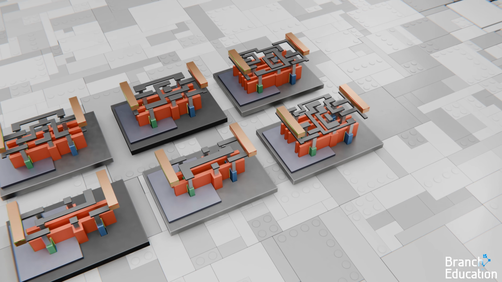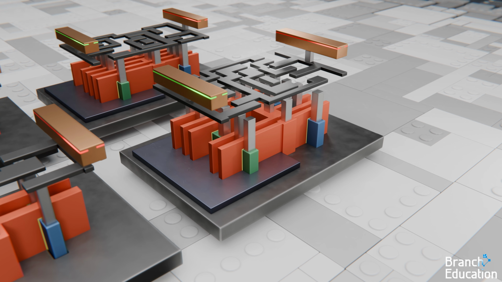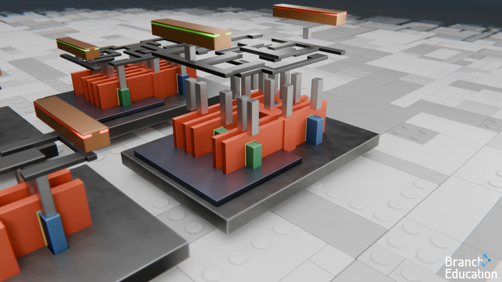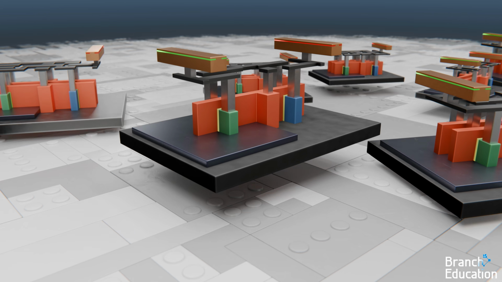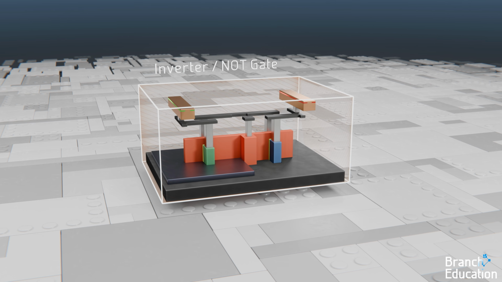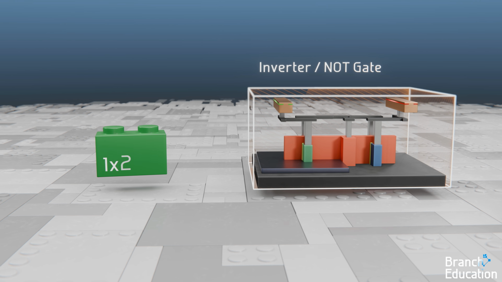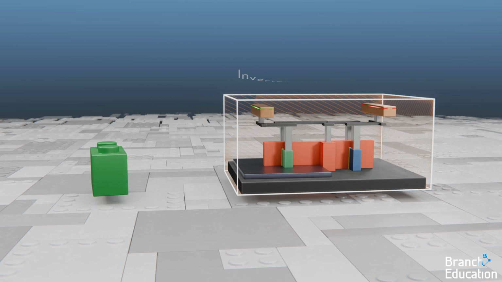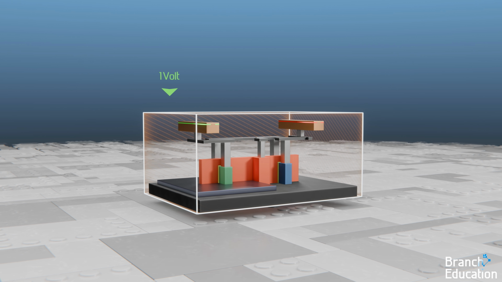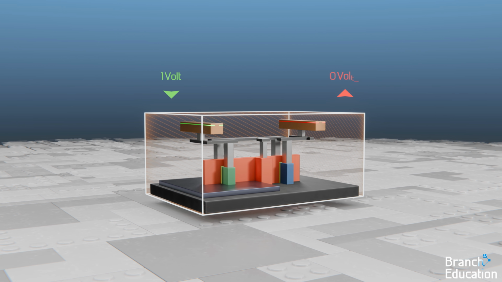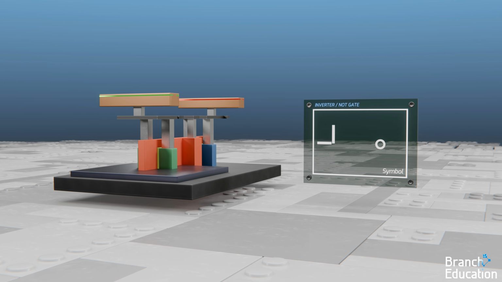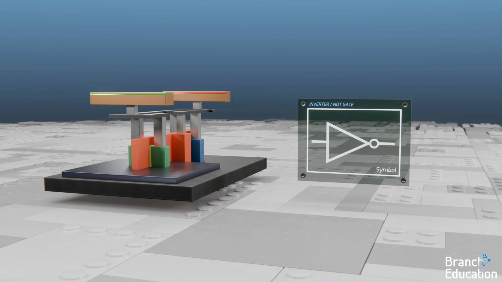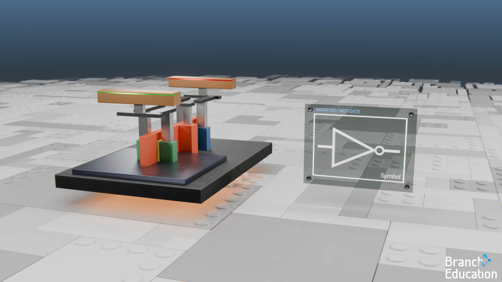But before we explore some of the more complicated standard cells, we first need to understand how one of the simplest standard cells works. Let's examine the inverter, which is analogous to a 1x2 Lego brick. Its function is simply to take an input of a 1 and output a 0 or vice versa. This inverter has a logic symbol like this, and the standard cells look like this.